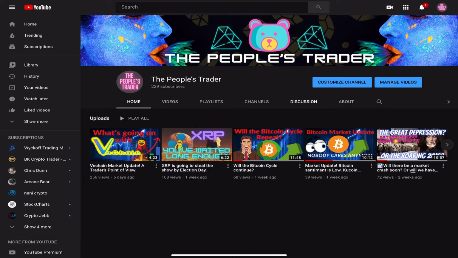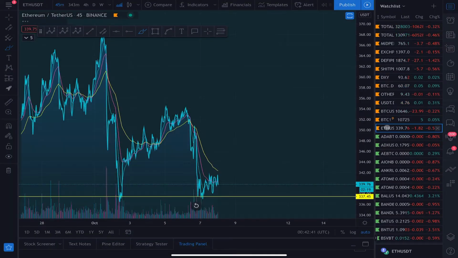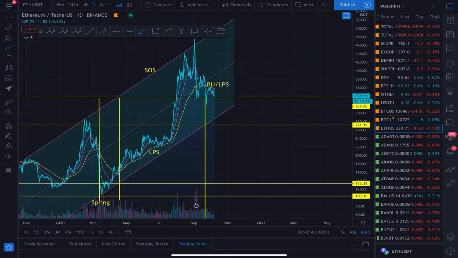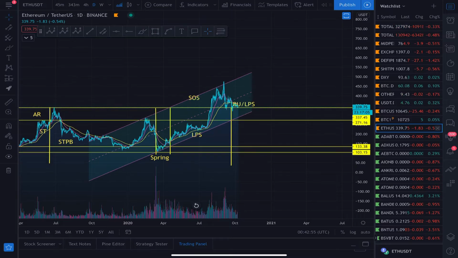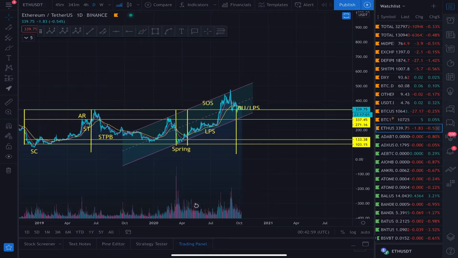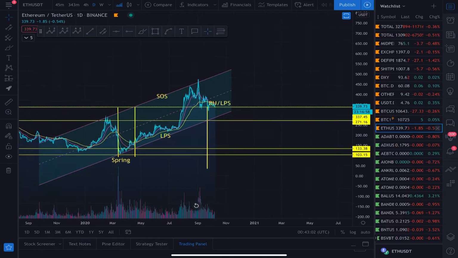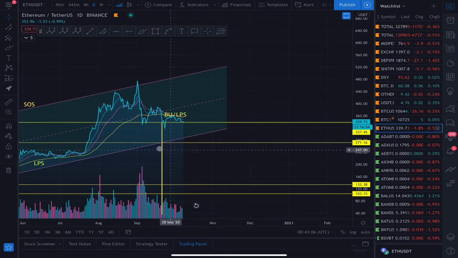So let's go ahead and dive right into the Ethereum chart. Ethereum USD. So switching over to the daily. Ethereum is retesting the top of its macro Wyckoff accumulation box. So this is pretty bullish. We're seeing some bearish signs. This pattern right here is very distribution-esque.